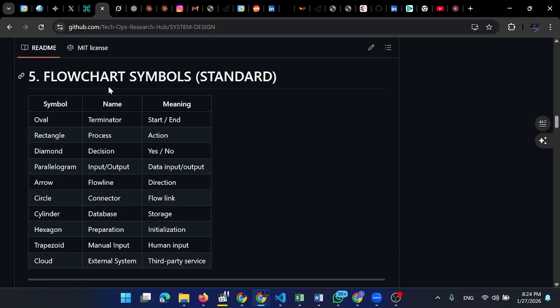Then we have an arrow. So an arrow basically signifies the flow line, and it shows direction. Very, very important. And then we have a circle. So circle basically is a connector, and it's more of a flow link. It's more of a flow link.